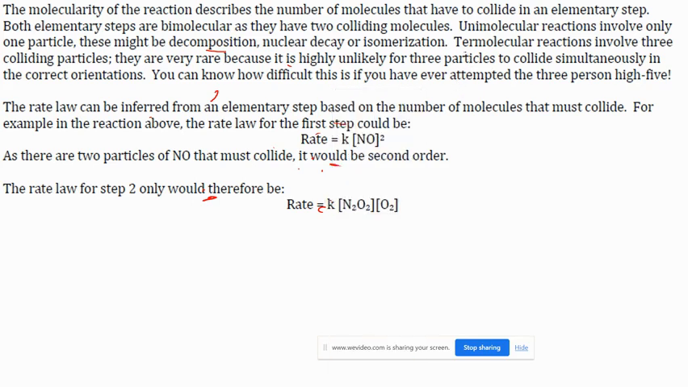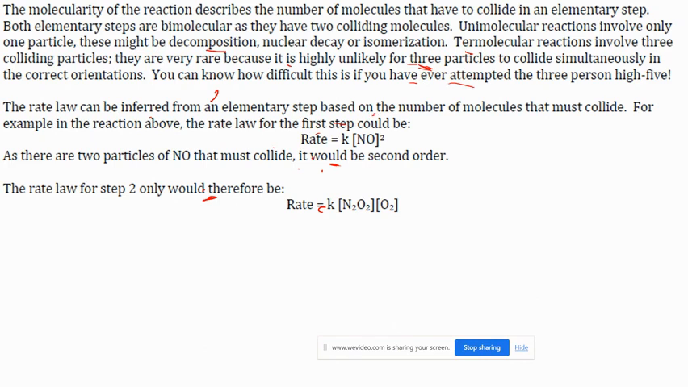Termolecular reactions are going to involve 3 things. They typically are pretty rare because getting 3 things lined up in the correct orientation is very hard. If you've attempted a 3-person high five, a high five between 2 people is possible. With 3 people, it gets very difficult. And if you're doing a whole team, good luck.